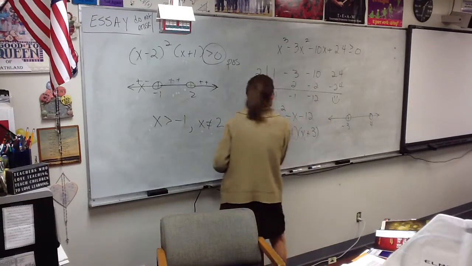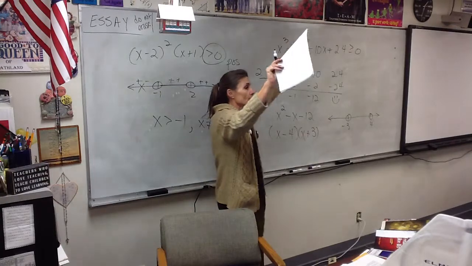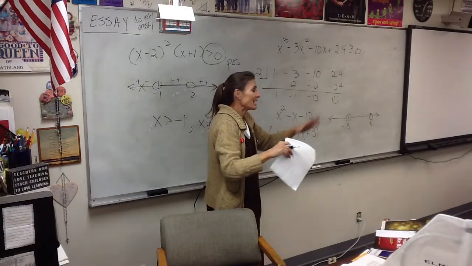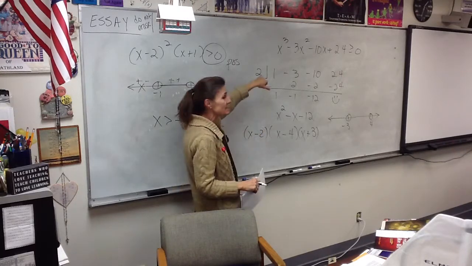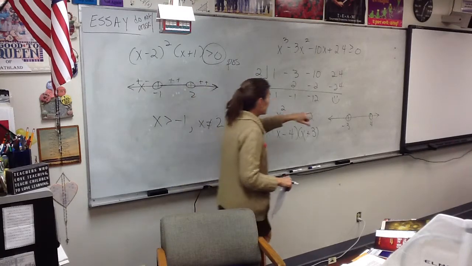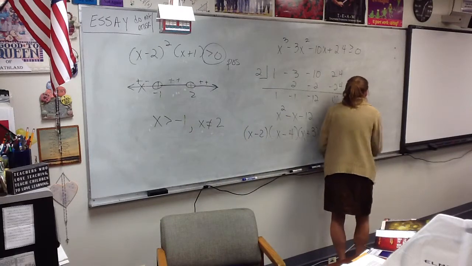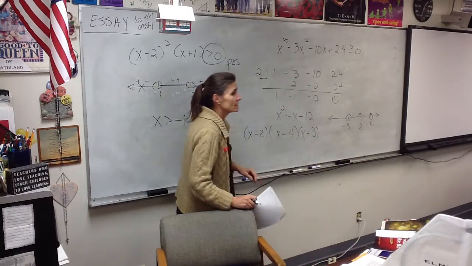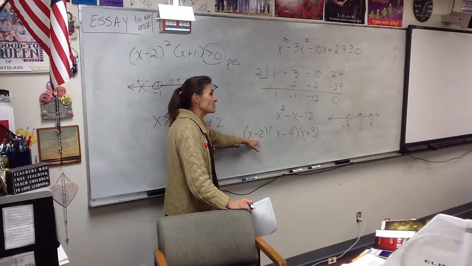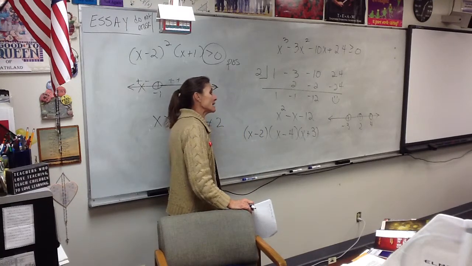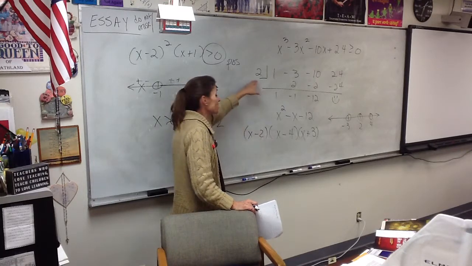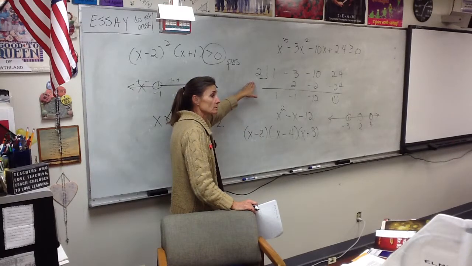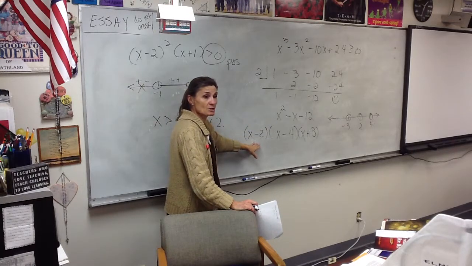It'd be 2 on the number line. The factor will be x minus 2, because the parentheses is the opposite. But the dot on the number line will be at 2. The dot on the number line will be at 2, but the factor will be x minus 2.